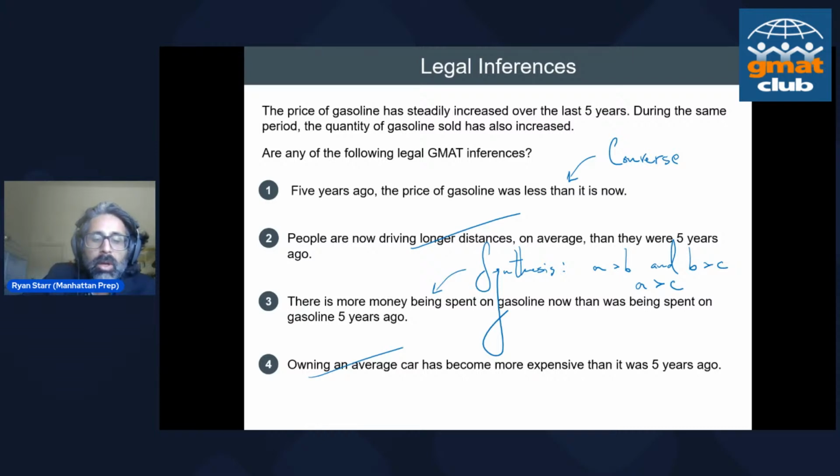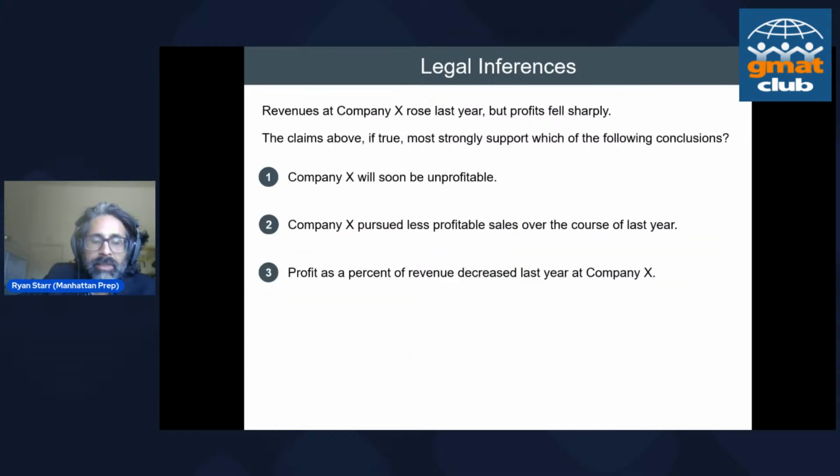All right. One last type of inference to show you, and this is the least common, and it's a bit like number 3 last time, because it's still kind of a synthesis. This one I'm going to take us through just so we have time to do a proper inference question. So, revenues of company X rose last year, but profits fell sharply. The claims above, if true, most strongly support which of the following conclusions?